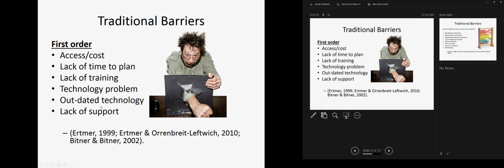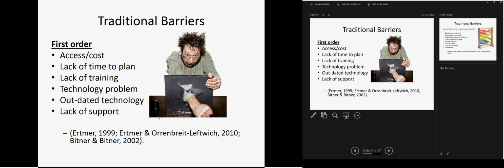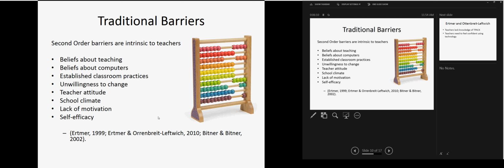Okay, so additional problems: outdated technology. Smartboards are a perfect example of that. They're being phased out, but they're there. A lot of them, the software hasn't been upgraded on. Just, where you have computers in your classroom that are so old they won't run the software. You get the idea. And then just a lack of support, and that lack of support can come from your administration or your school, and that takes us right into our second order barriers: teachers' beliefs about technology.